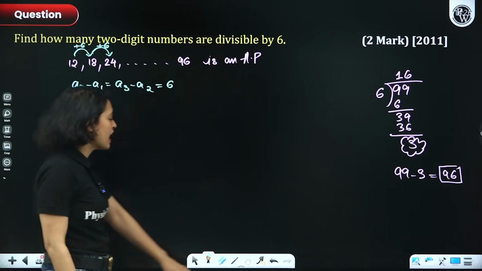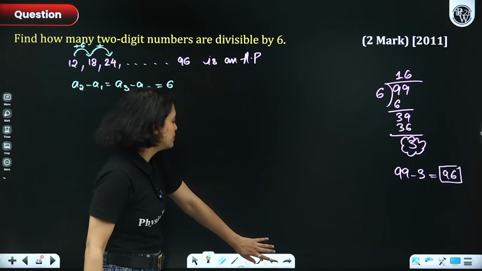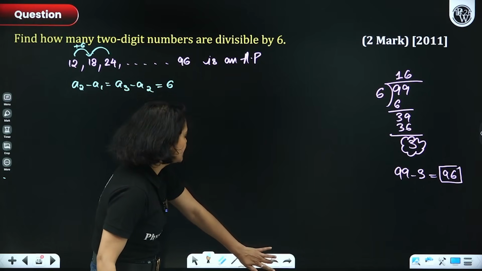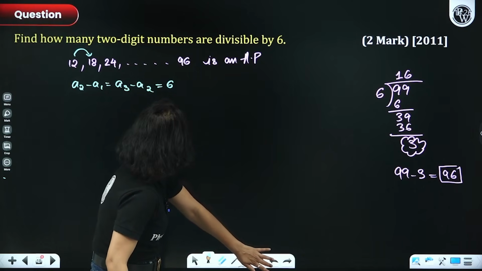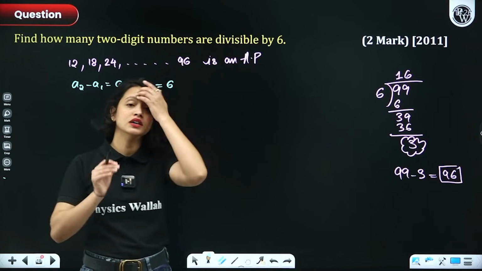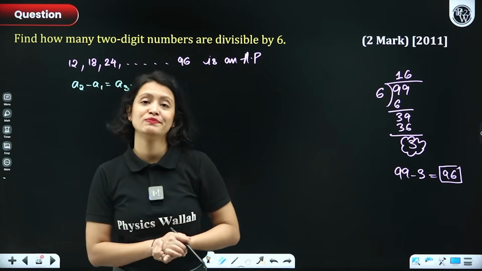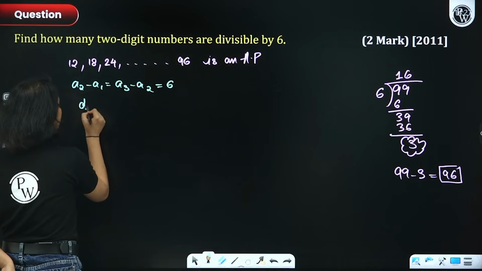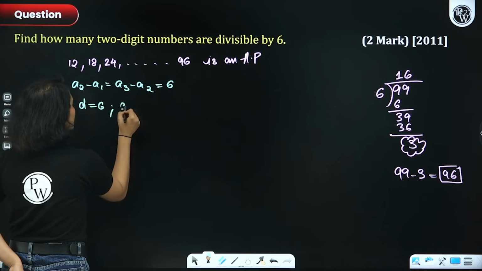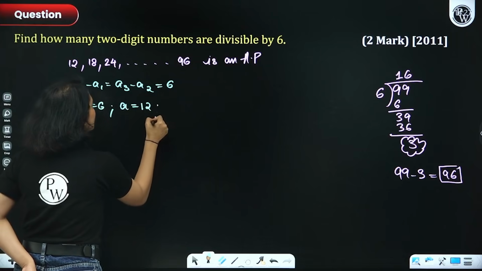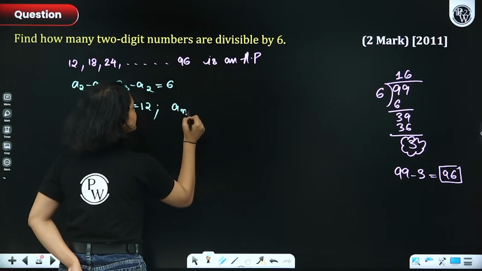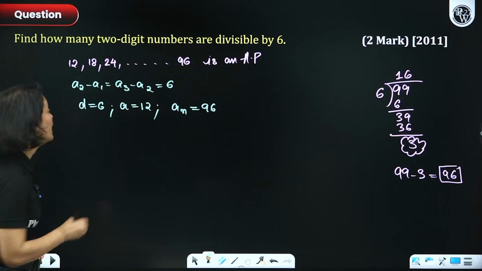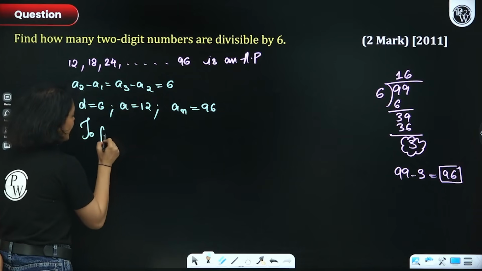Right? So whenever you have questions like these, find out how many numbers are divisible by 12 or by 6, or 3-digit number or 2-digit number, remember to write down the sequence, and that sequence will always be an AP. Okay? And what is the common difference here? The common difference here is 6. The value of A is 12. The value of the nth term, everyone, is 96. And what do we need to figure out? We need to figure out the value of n.